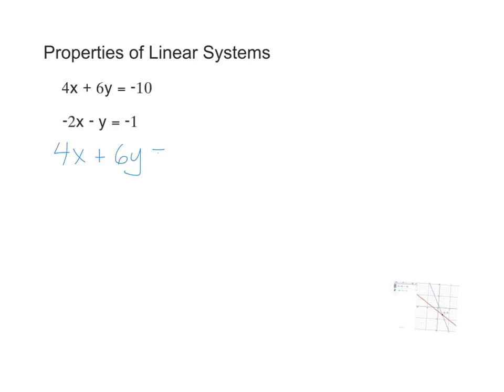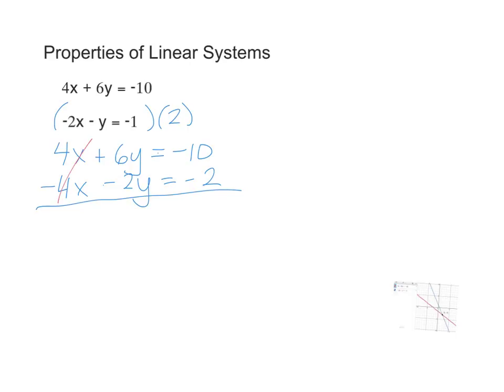What do I have to multiply the second one by? 2. We're going to eliminate the x's. So that's negative 4x minus 2y equals negative 2. Add them together. We eliminate the x's. 4y equals negative 12. And then divide by 4 and we get y equals negative 3.